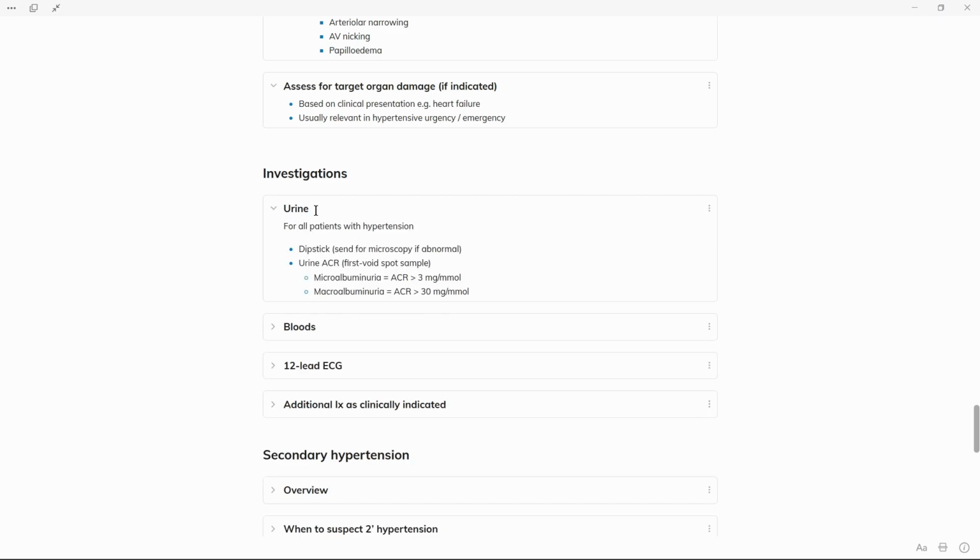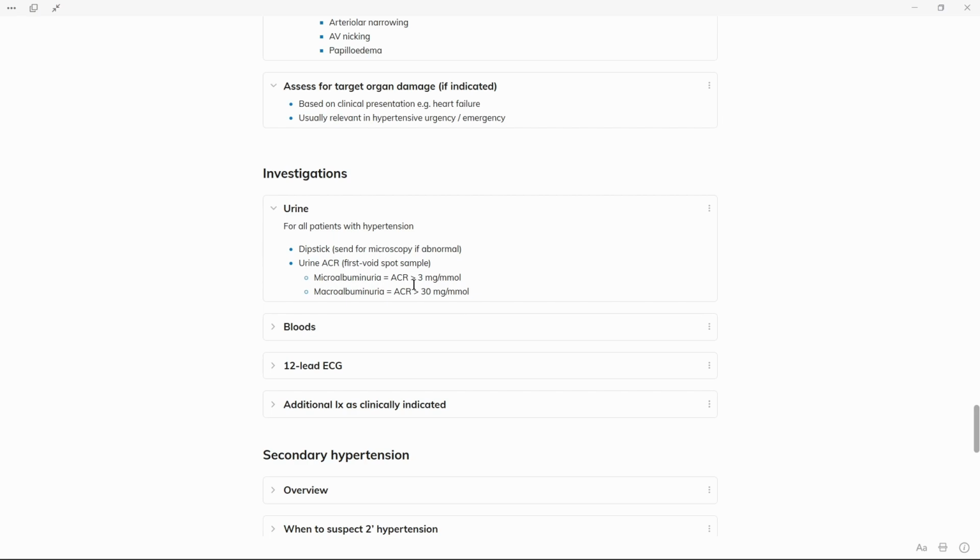So we order a urine sample for all patients. The first is a dipstick, where we look for any proteinuria, and the guidelines will say send for microscopy if abnormal, as per the Hypertension 2016 guidelines, but as per the chronic kidney disease primary care guidelines, hypertension is a risk factor for chronic kidney disease, and every patient with hypertension should also get a kidney health check, which includes a urine albumin creatinine ratio in a first void spot sample in the morning.